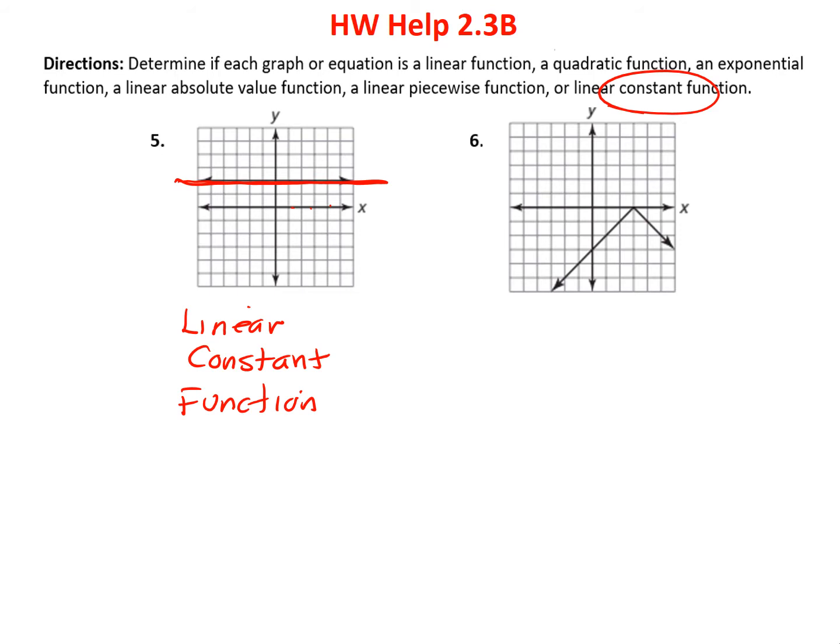And finally, our last one has that V shape. So it looks like two lines put together, and the angle here is the same as the angle here. It goes in and goes out. And this is classically our description of a linear absolute value function.